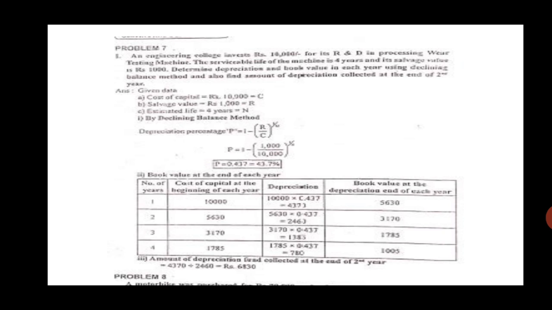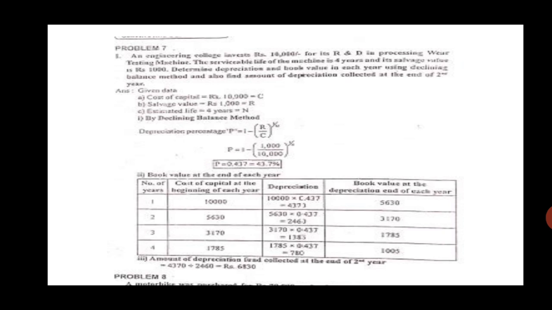Okay, and for this we will find out the depreciation. So again we will multiply 5,630 into this 43.7%, that is 0.437. So when you multiply 5,630 into 0.437, you get the value as 2,460. So the depreciation for second year is 2,460 rupees. So the book value at the end of second year will be 5,630 minus 2,460, that is 3,170 rupees.